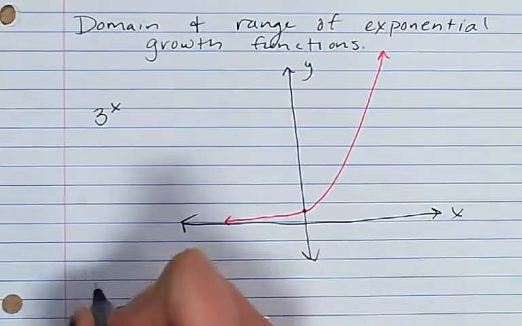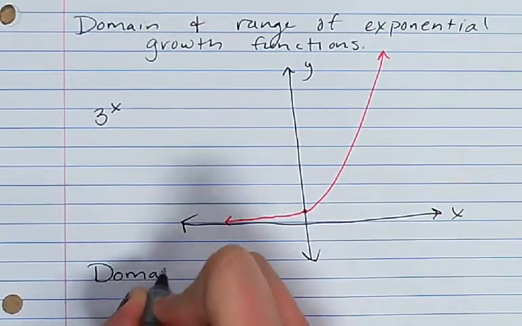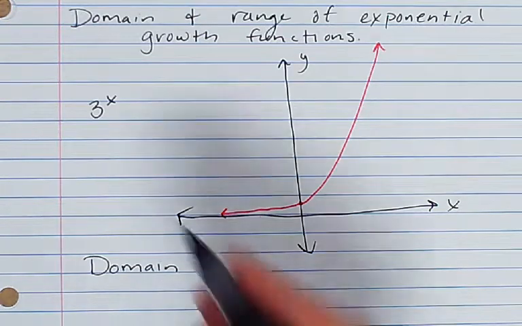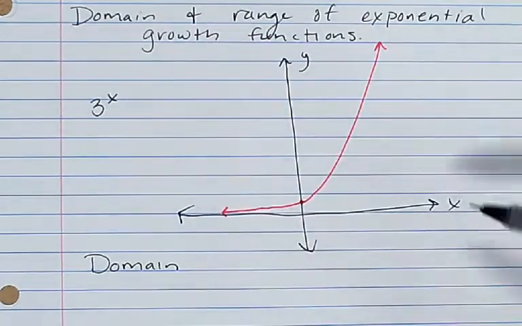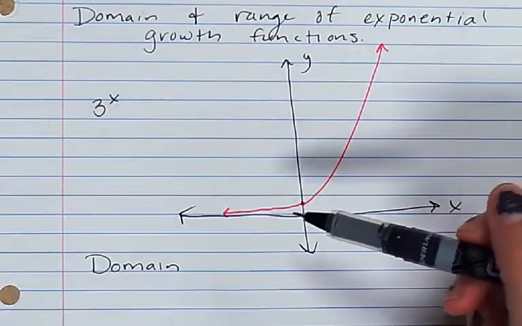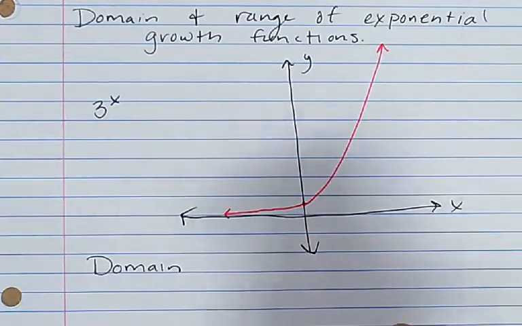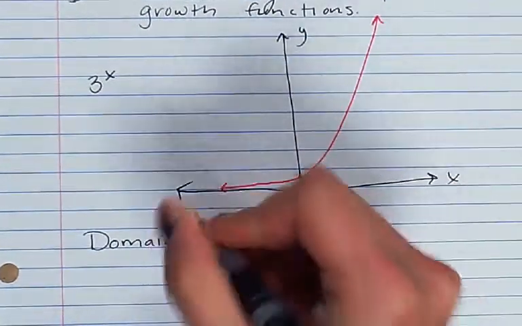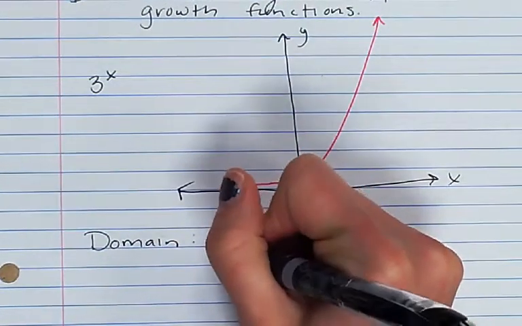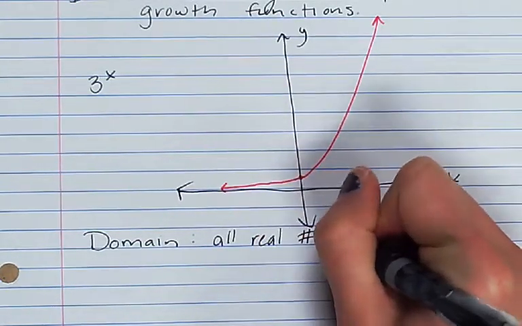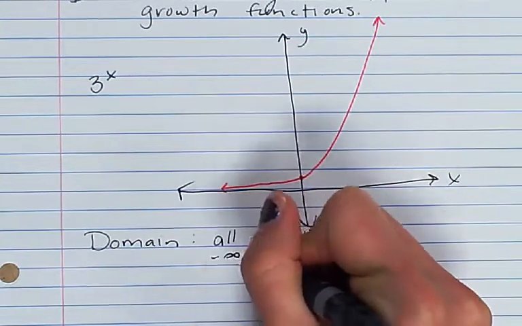So the domain, if you recall, that's values that you can plug in for x. And in exponential growth functions, you can plug in anything. X could be 100. It would just be super high up here. X could be -50. It would just be really, really tiny next to the x-axis here. So the domain for all exponential growth functions, for all of them, is all real numbers, which may be written like this as well.